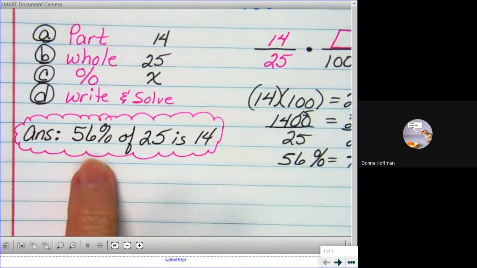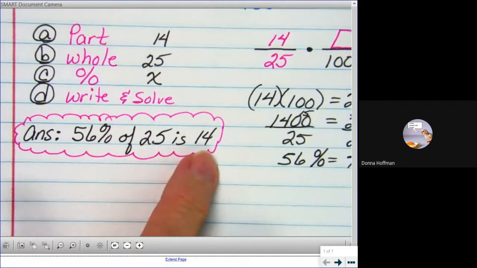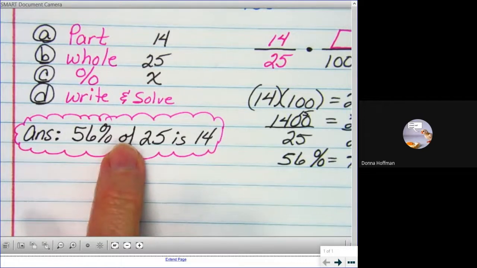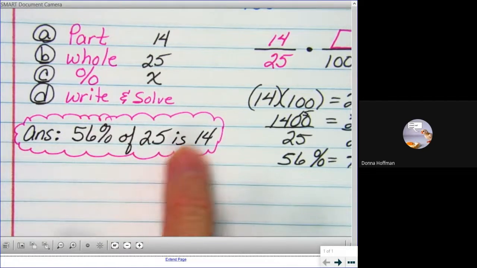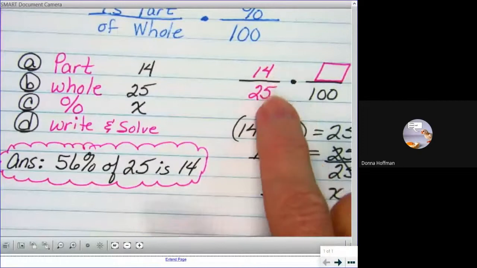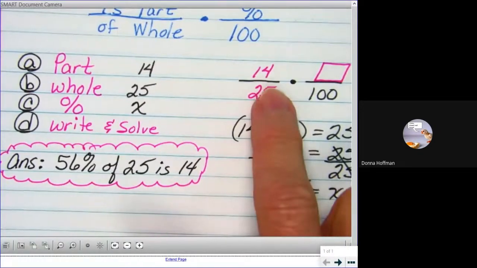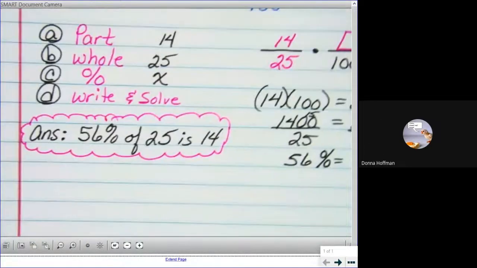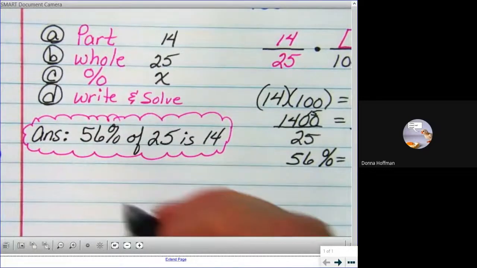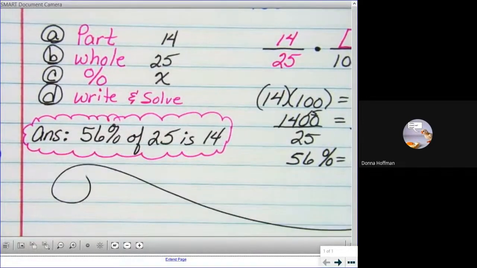So 56% of 25 is 14. I want you to take notice. Look at the of 25 and is 14. If you always look for those is over of, it'll also help you set up your problem. Okay. Next problem. Number 2.